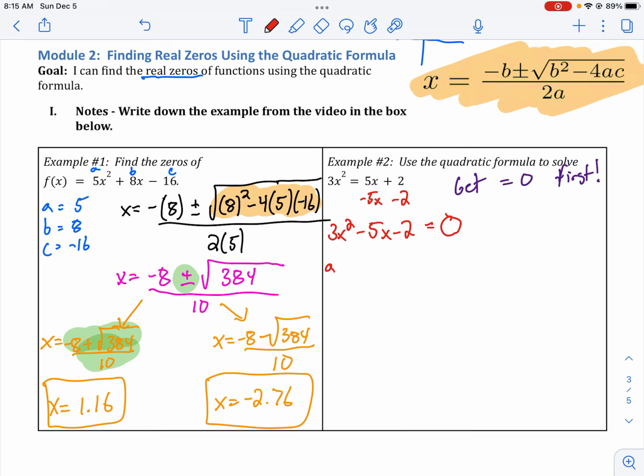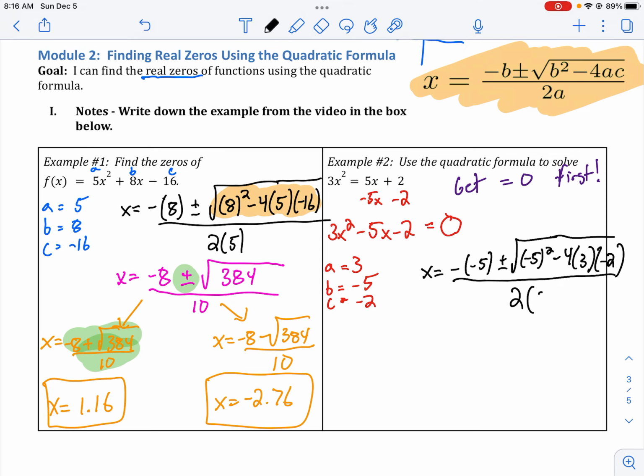Now we can identify our a, our b, and our c. a is 3 in this case, b is negative 5, and c is negative 2. We have those three coefficients, and we make our substitutions. So x equals negative, and now I need to substitute in b, so negative 5, plus or minus the square root of negative 5 squared minus 4 times 3 times negative 2, all divided by 2 times 3.